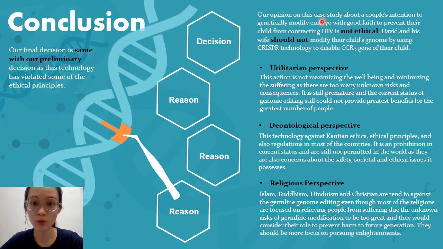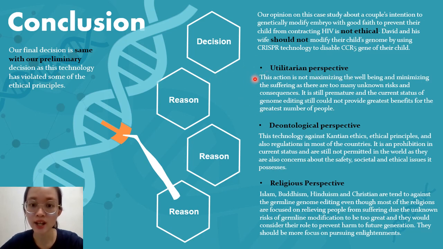Okay, in conclusion, our opinion on this case study, about a couple's intention to genetically modify an embryo with good faith to prevent their child from contracting HIV, is that it is not ethical, and David and his wife should not modify their child's genome. Our final decision is the same as our preliminary decision, and we give three reasons to support it, the first being a utilitarian perspective.